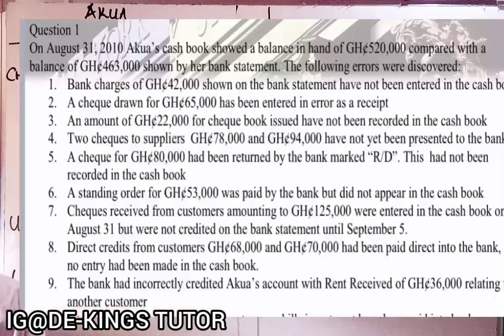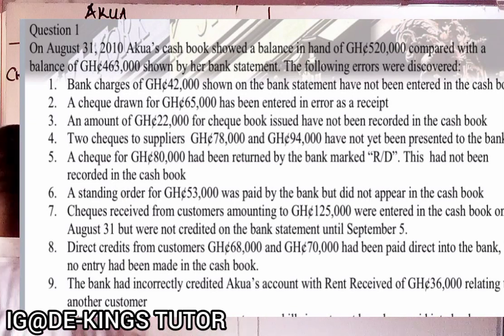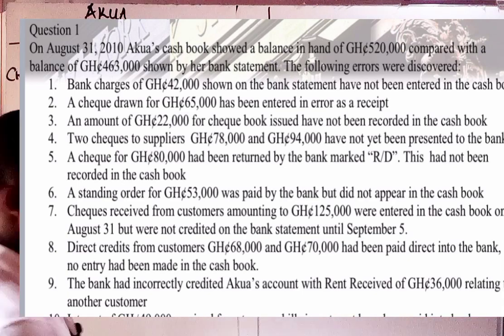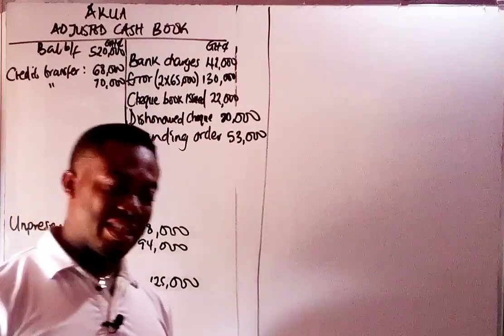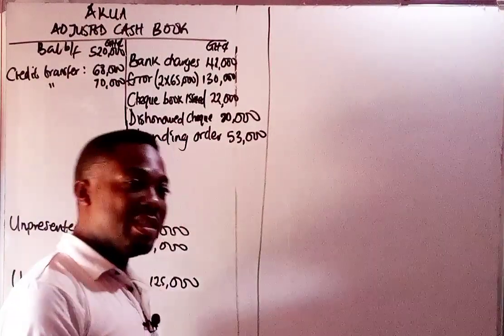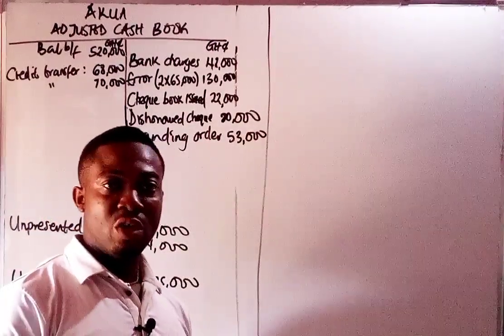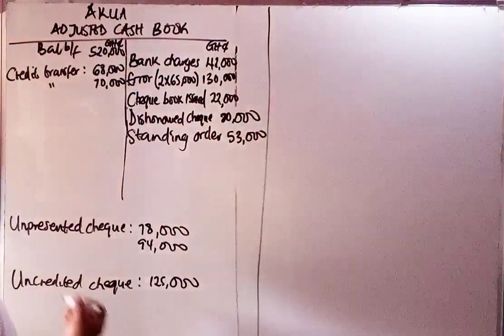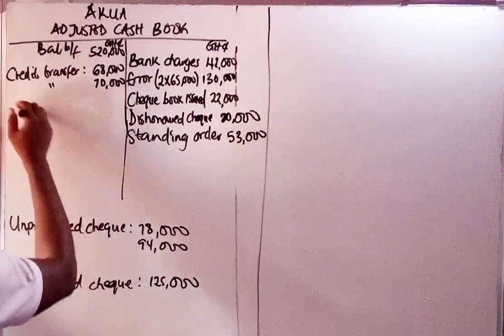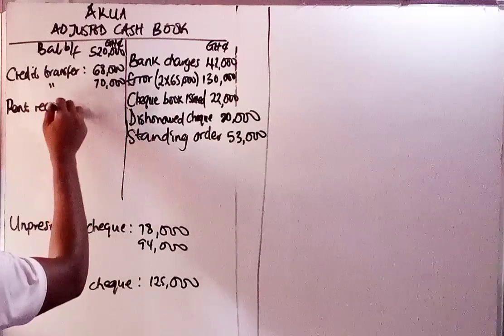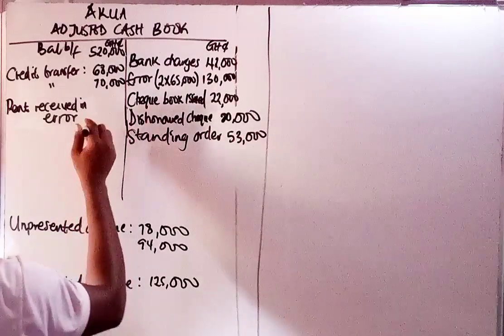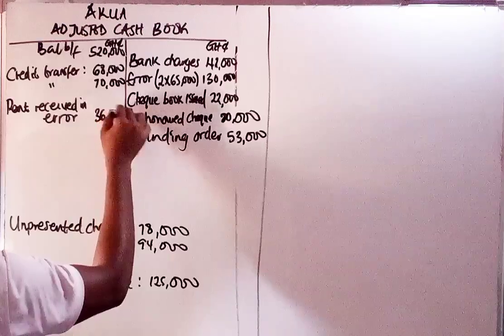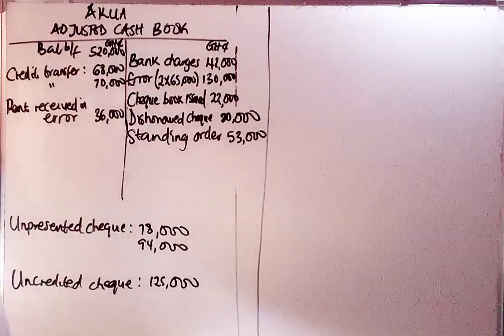The next one, number 9, the bank had incorrectly credited Aqua's account with rent received of 36,000 Ghana cedis relating to another customer. So the bank had credited Aqua's account. In the bank, it has been credited. Okay, that means money came in. Why? It has not reflected in Aqua's. So we have to also record it there, though it is not meant for him, but the bank has done it. So let's also record it there. Okay, so it will be rent received in error. So the amount there is 36,000.